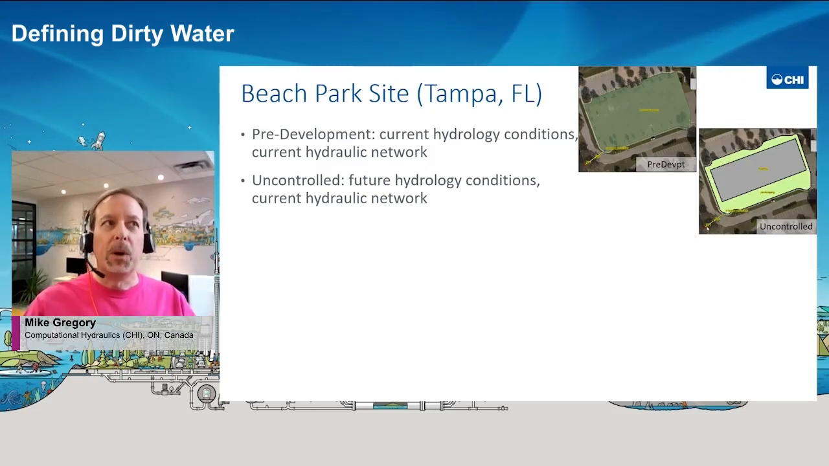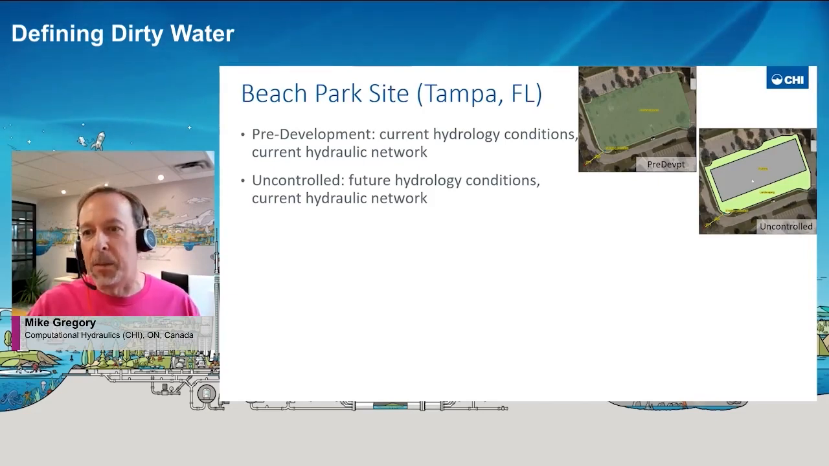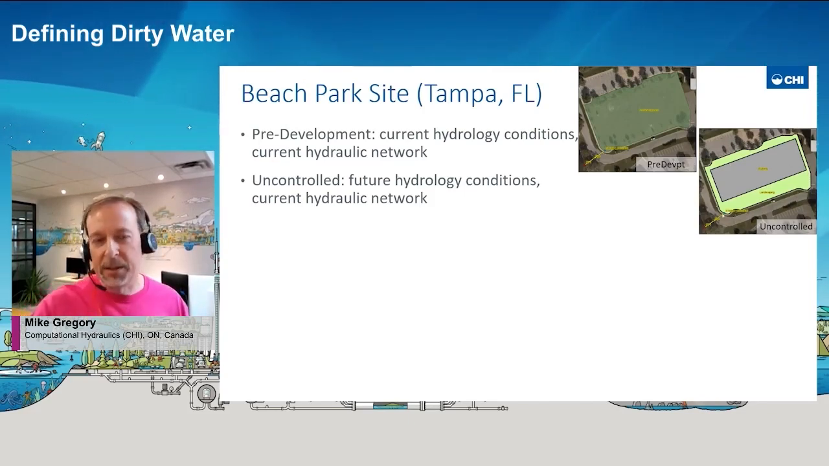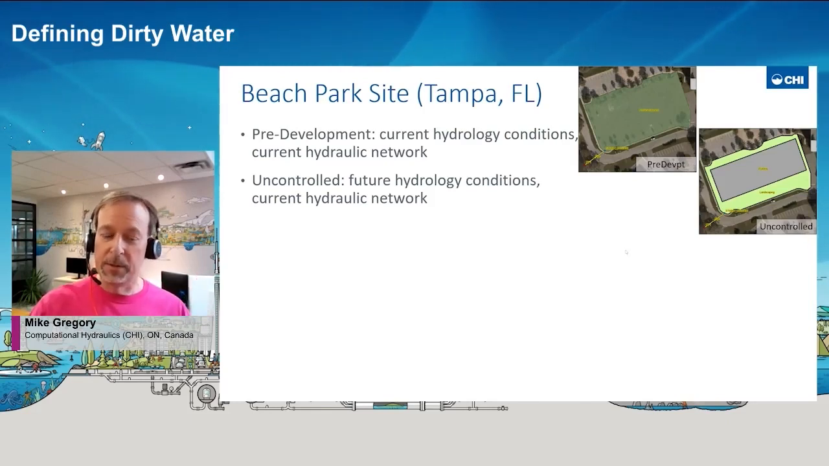we're going to impose what I call an uncontrolled future hydrology condition. We're going to develop, we're going to put a big, big ugly building there and some landscaping around it and dump it into the same network there. That's uncontrolled. You can't get a permit for it, but it's useful for comparison.